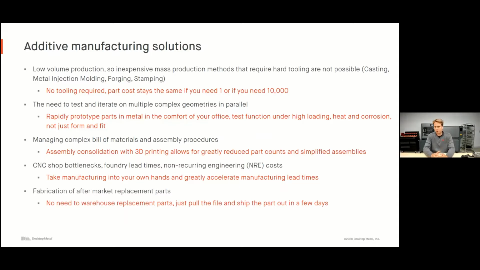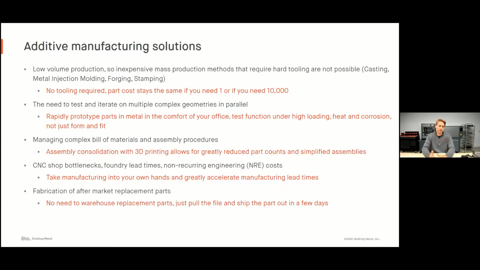This means that a part cost is going to stay the same whether you need one of those parts or you need 10,000 of those parts. This means that, when you design your part, you quote your part, the cost is going to stay the same. You don't have to factor in tooling. You don't have to factor in all this NRE costs on your part. The part cost is going to stay the same.